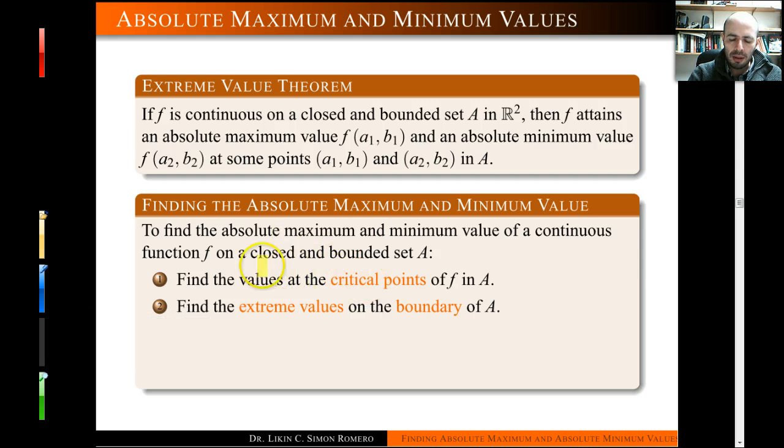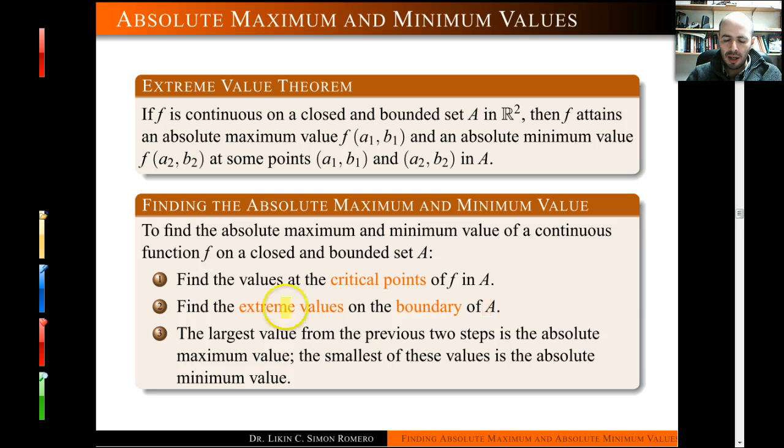The only possible cases where you can have an absolute max and an absolute min are in the critical points, or where the graph of the function is cut off, and that's going to be in the boundary. So you find the values at the critical points, you find the values at the points in the boundary, and the largest value is going to be the absolute max, and if you take the smallest value, you're going to have the absolute min.